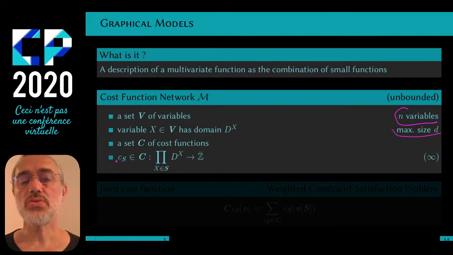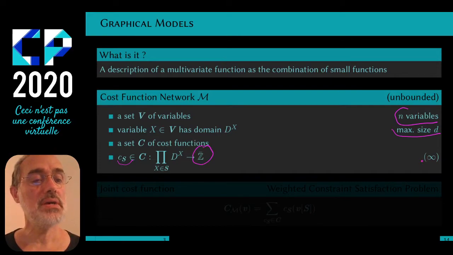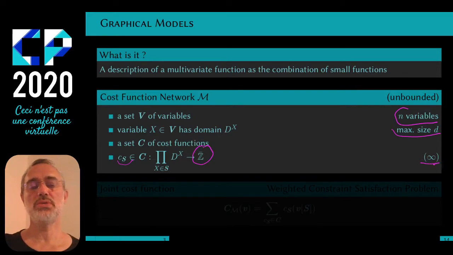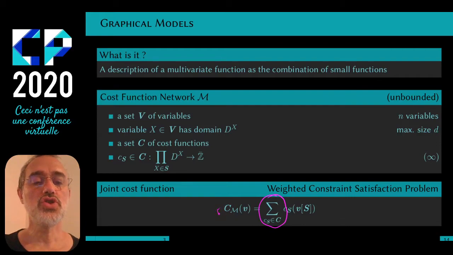Each cost function has a scope S, which is a subset of V, and essentially maps tuples over S to an integer cost, which can be infinite. And infinity is used here to capture constraints. Infinite costs are not authorized. And by taking the sum of all those small cost functions that have a scope, you define a joint cost function, and minimizing this cost function is a so-called weighted constraint satisfaction problem.